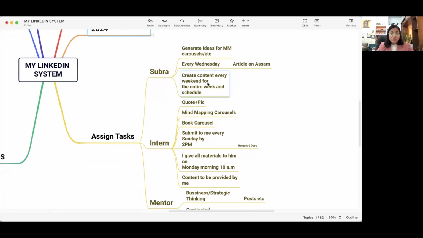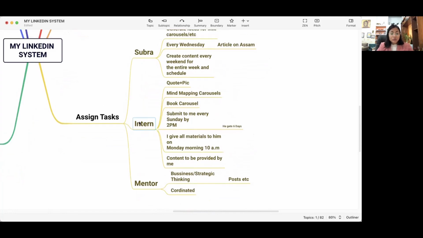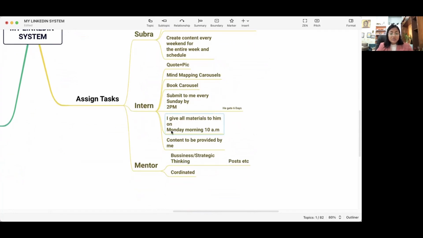Also, I say that I create content every weekend for the entire weekend schedule. Then I also have an intern whom I take help from for preparing those graphics or pictures, or I give the content and they make the carousel out of it. So I've even written that the intern should submit to me every Sunday by 2 p.m. And I give him all the materials on a Monday morning, 10 a.m., and he takes the entire 6 days. And the next Sunday, he gets back to me with all the pictures and everything. So it's a complete strategy that, okay, this is how it's going to work.